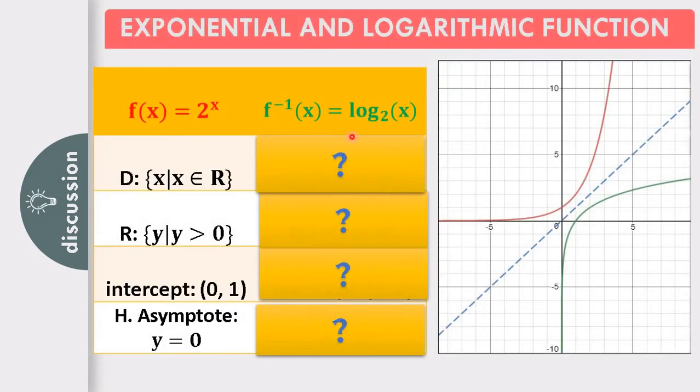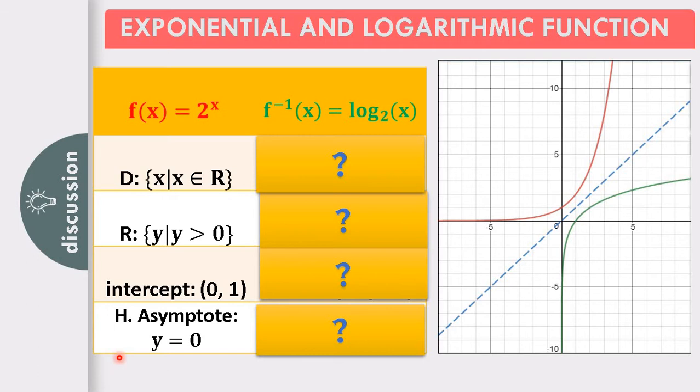So for example, we have this example. First, we have the exponential function f of x equals 2 raised to x. Then we find its inverse. We have the corresponding inverse logarithmic function, f raised to negative 1 of x, equals logarithm of x to the base 2. So we have this information. For the domain of the exponential, we have the set of all real numbers. Range, we have 0 to positive infinity, 0 not included. The intercept, (0, 1), and horizontal asymptote, y equals 0.